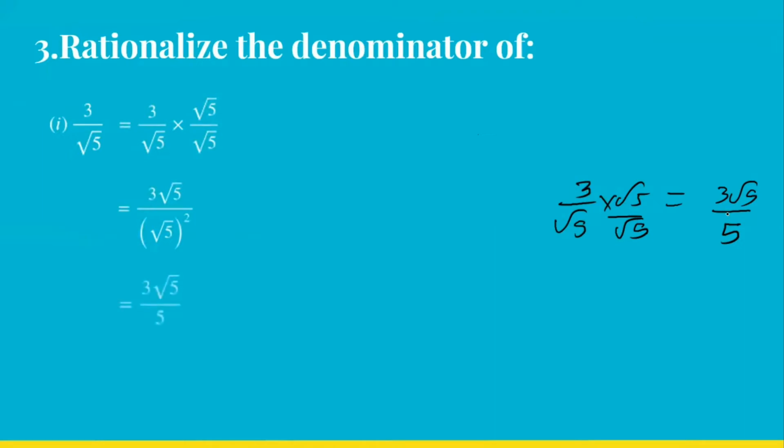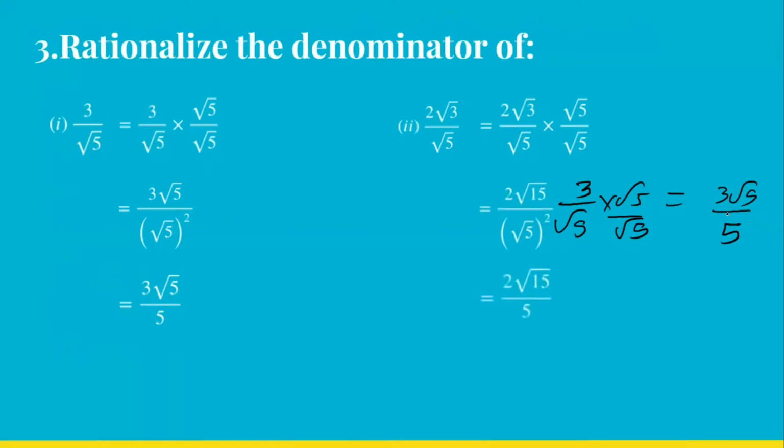Right? Next, 2 root 3 again. Denominator is root 5, so we'll have to multiply by root 5. Multiplying by root 5, root 3 into root 5 is going to be root of 15. So 2 root 15 upon root 5 square, which is going to be 2 root 15 upon 5. So this is how the denominator is now a rational number.